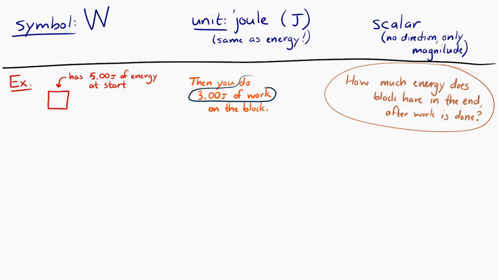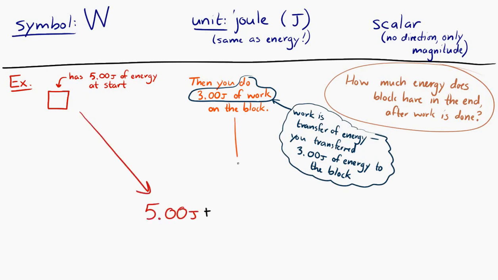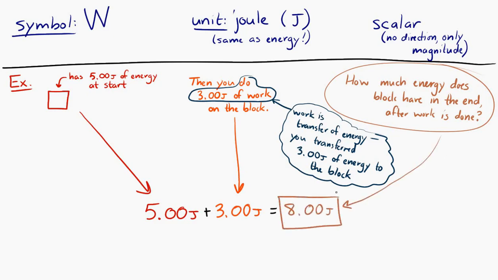If you did 3 joules of work, and work is a transfer of energy, that means that you transferred 3 joules of energy to the block. If your block started out with 5 joules of energy, and then you transferred 3 joules to the block, in the end you ended up with 8 joules of energy in the block. Let's look at a different example.